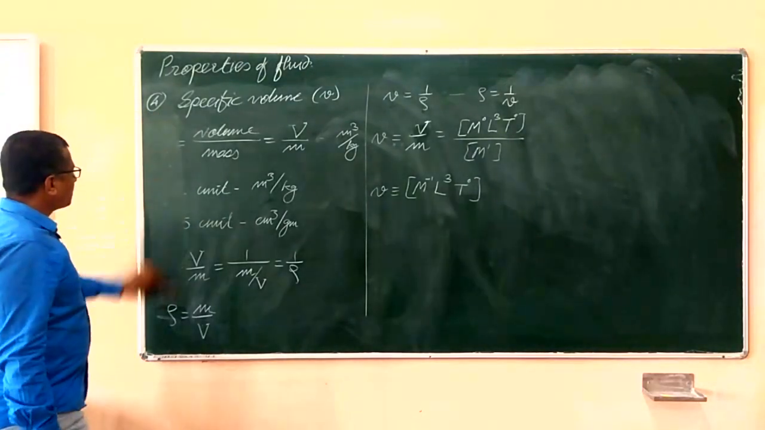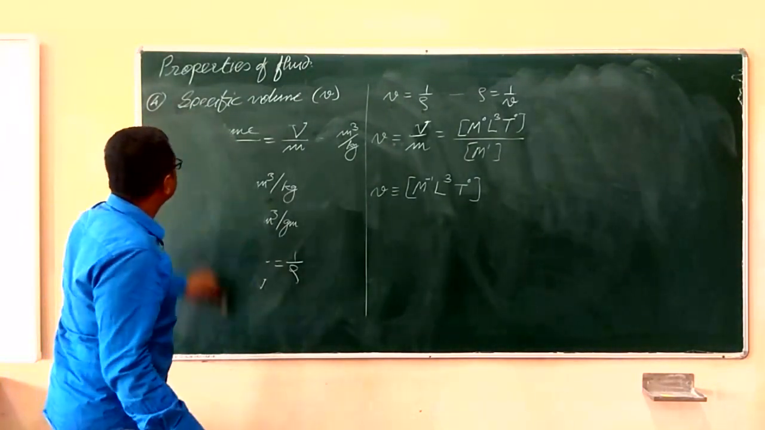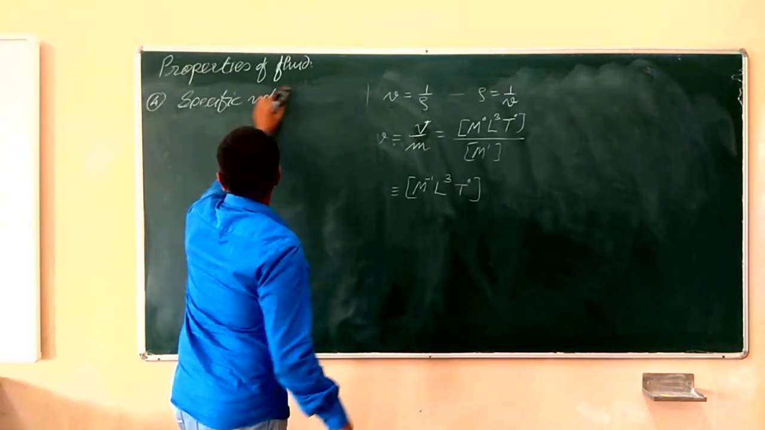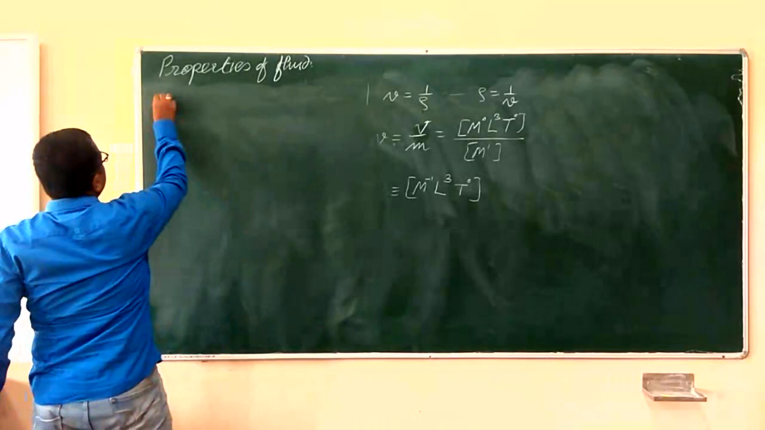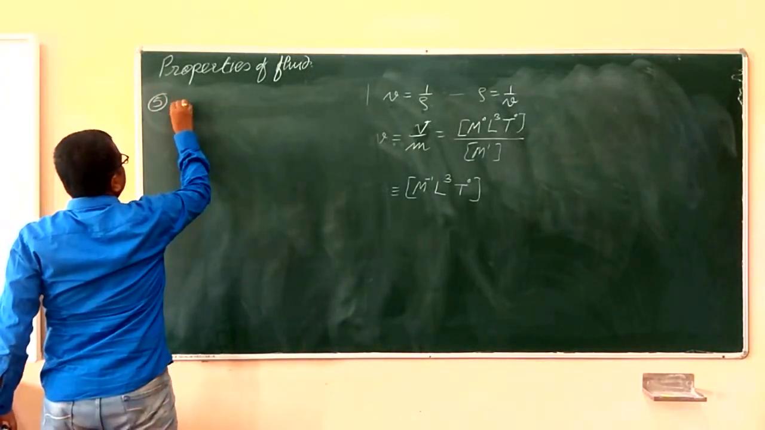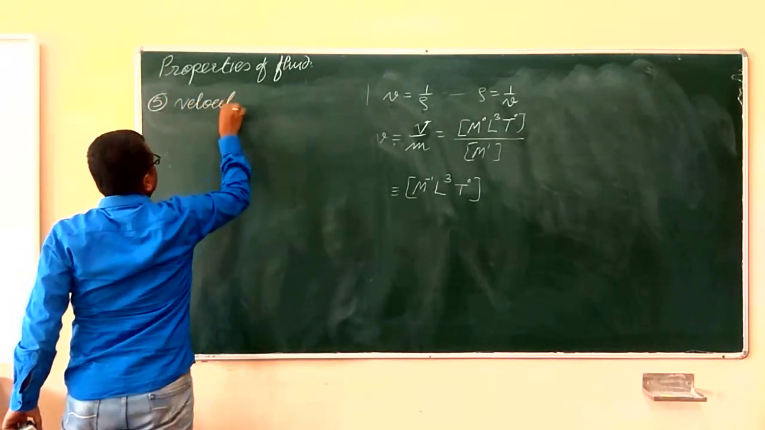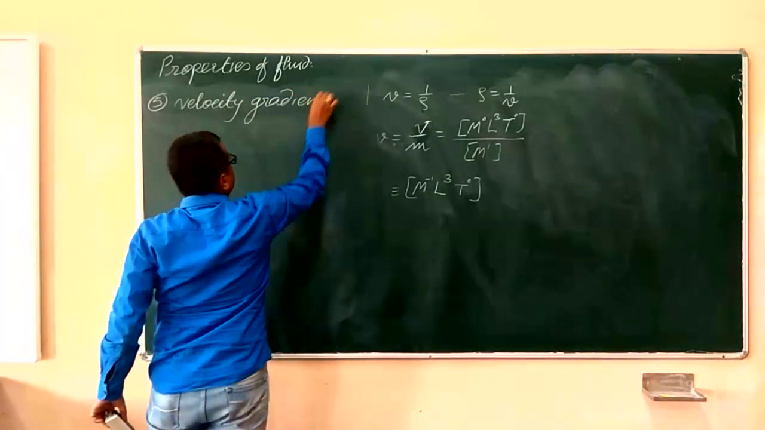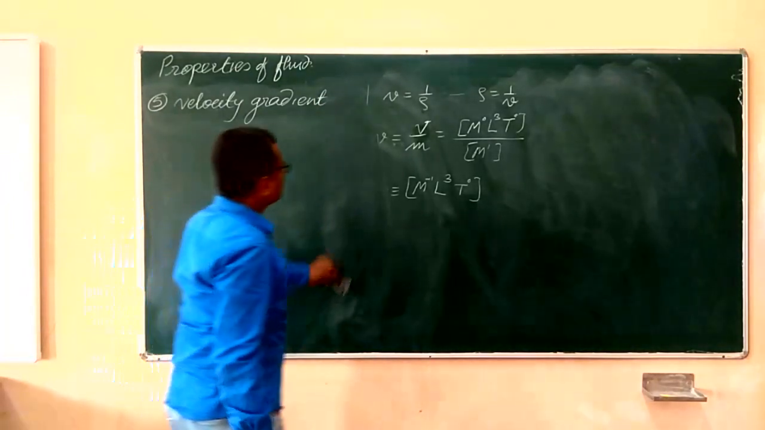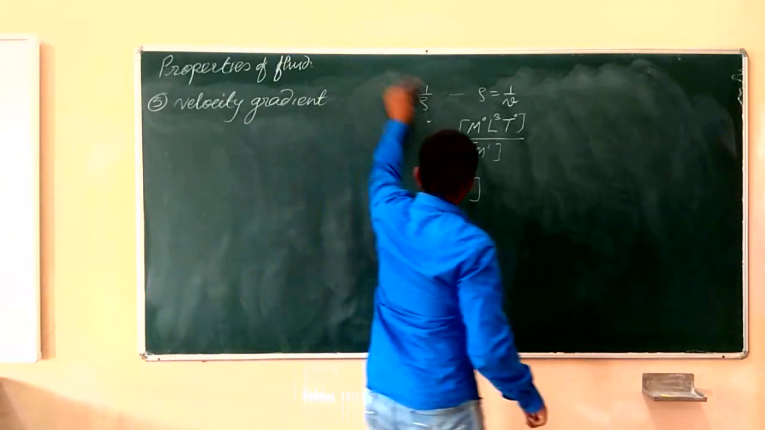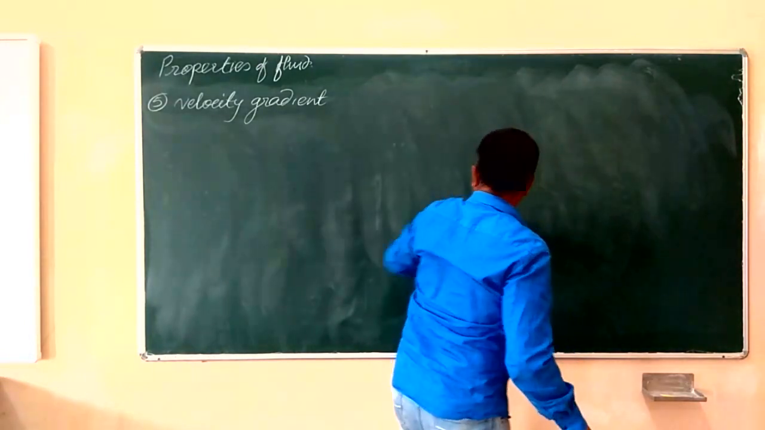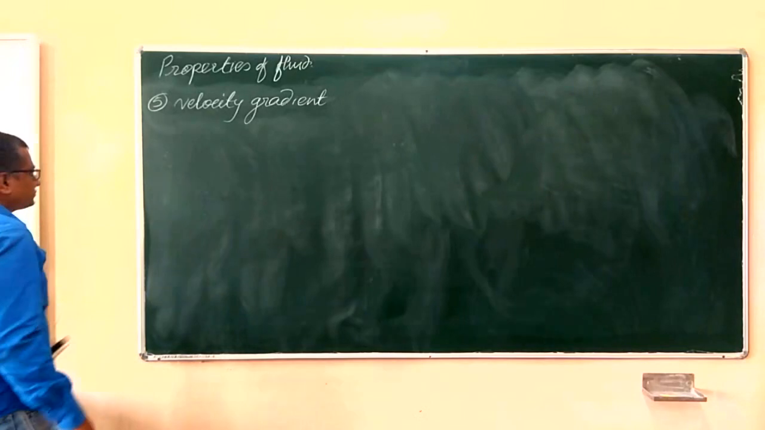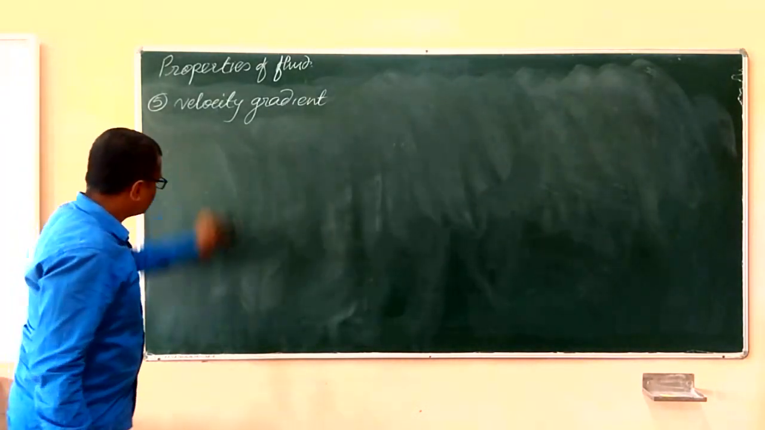So let us go for the next property, the next fluid property. The next fluid property is the velocity gradient.